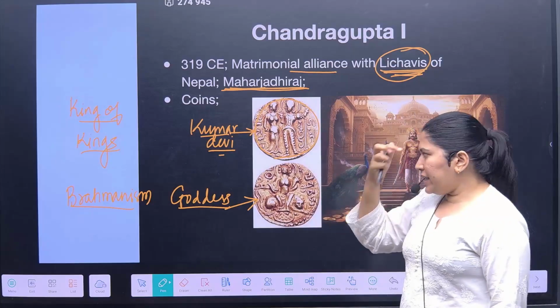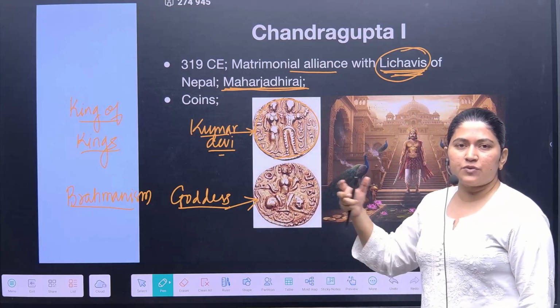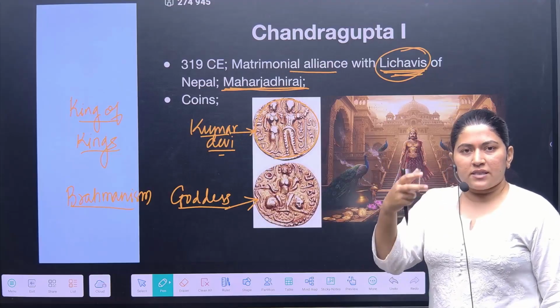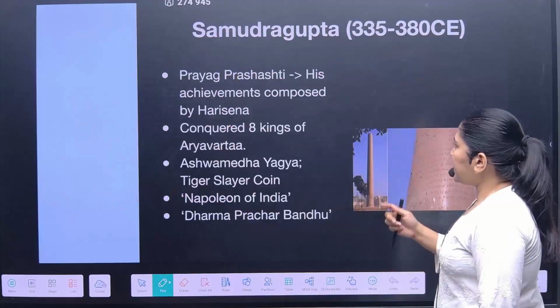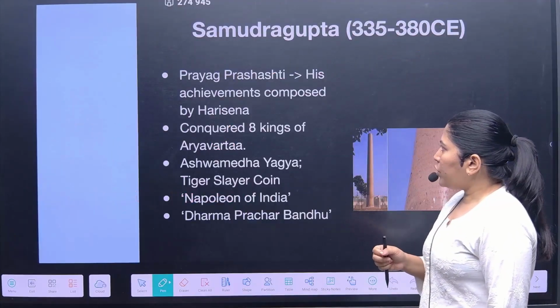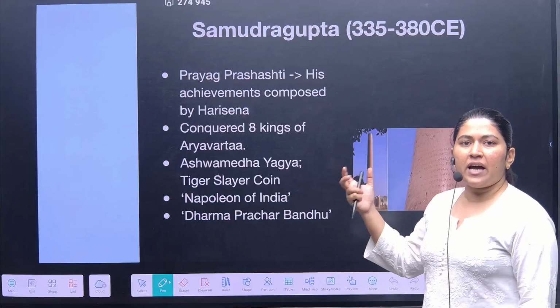Now we will study everything of that, but let us first understand the successors of the Gupta period and their major features. So the second was Samudragupta. He was also known as the Prayag Prashasti.